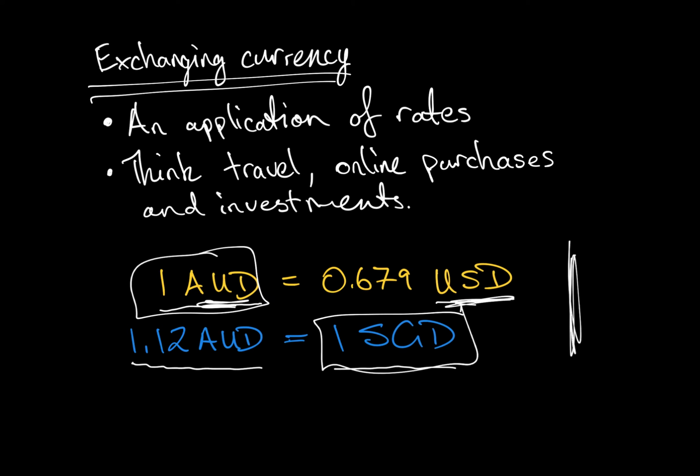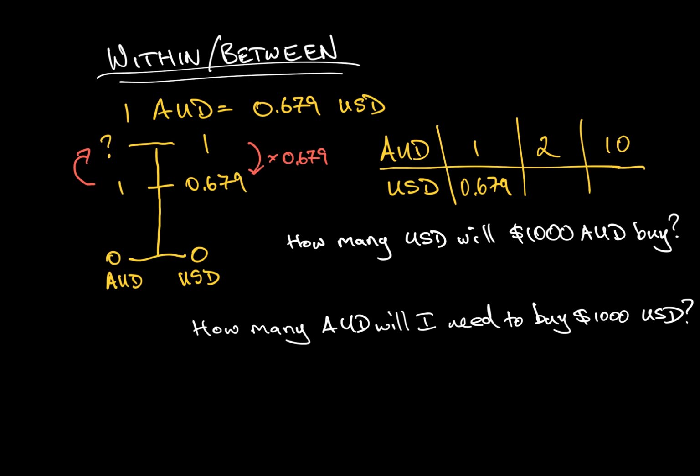Sometimes it's the other currency. It doesn't really matter, because you can use your ideas around rates, within-between strategies, to work within these different currencies and figure out the answers to problems related to them. On this slide, I'm going to look at the within-between strategy as it's applied in currency exchange. I'm going to be working with this statement throughout this slide. We're saying that 1 Australian dollar is equal to 0.679 US dollars, or 67.9 US cents.